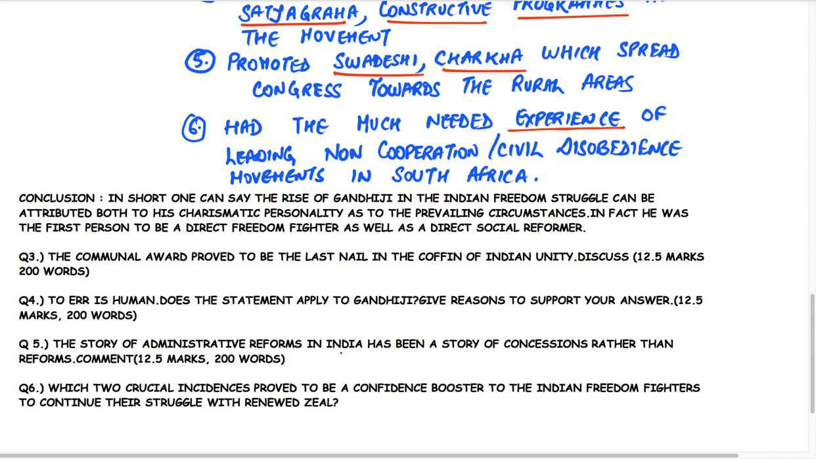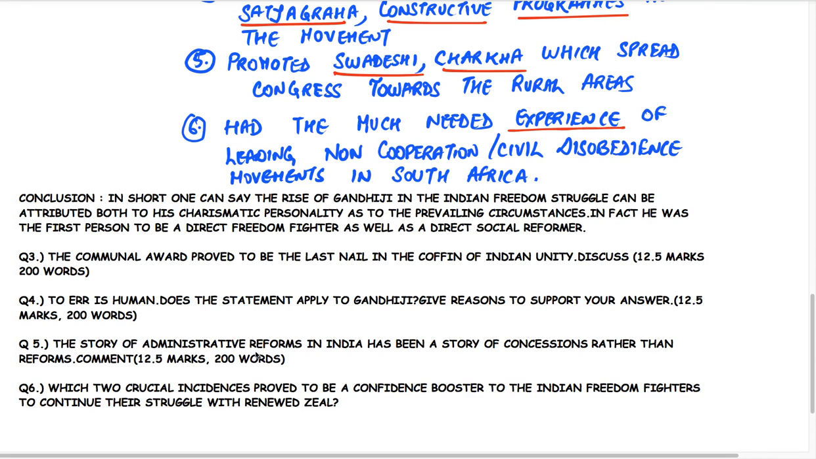It has to be British India. Has been a story of concessions rather than reforms. Comment. So the word comment gives you a scope. That means you can go with the statement, you can go against the statement, but you have to prove your viewpoint. You have to give reasons.